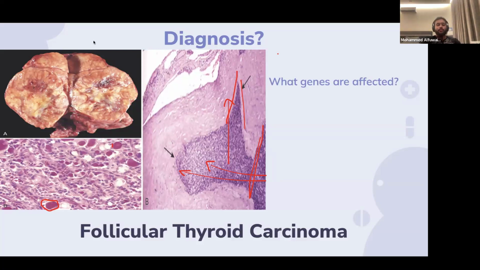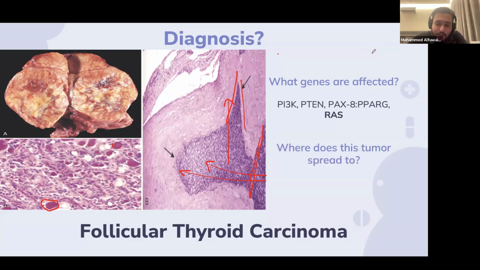This one has a good amount. RAS, excellent. This is probably one of the more high yield ones to remember for follicular. What are other ones? PPAR gamma, PAX8, good. Okay. PPAR gamma, PAX8, PTEN, PI3 kinase, and RAS. Okay. Where does this tumor spread to? Blood, exactly. This is not a typical feature. However, it spreads through blood, okay? And bone.